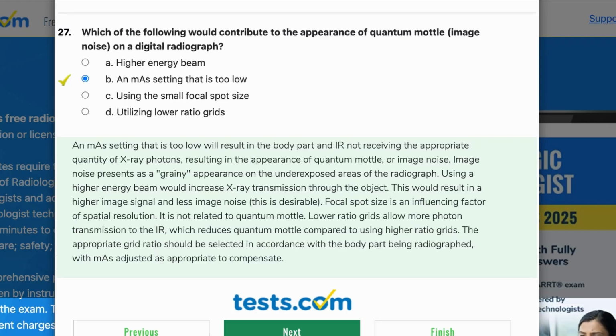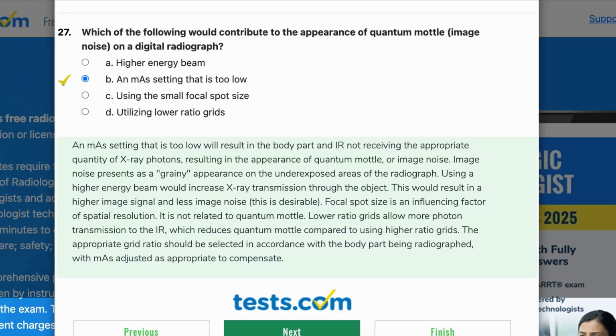B. An MAS setting that is too low. An MAS setting that is too low will result in the body part and IR not receiving the appropriate quantity of X-ray photons, resulting in the appearance of quantum mottle or image noise. Image noise presents as a grainy appearance on the underexposed areas of the radiograph.